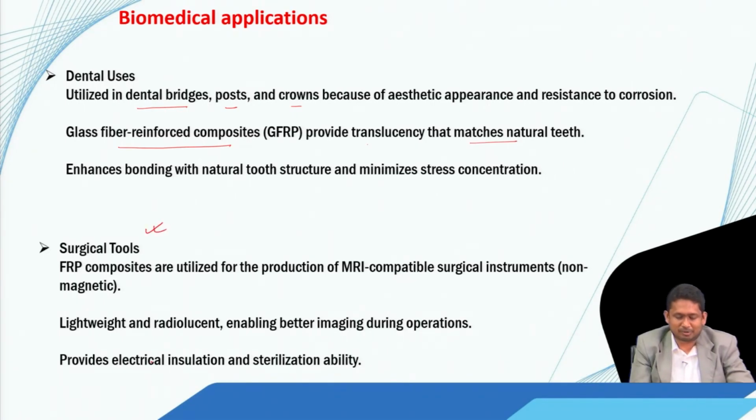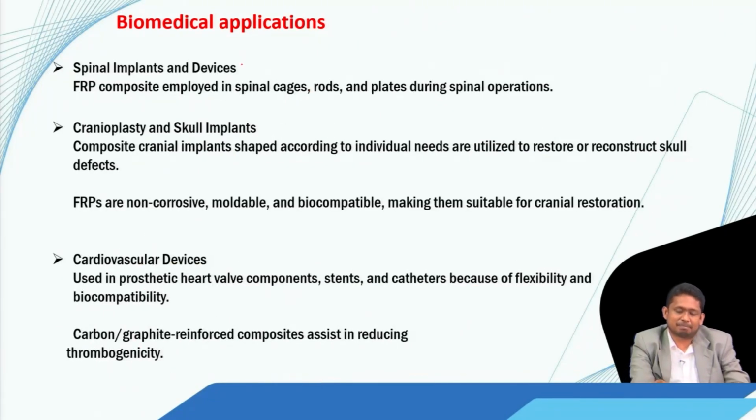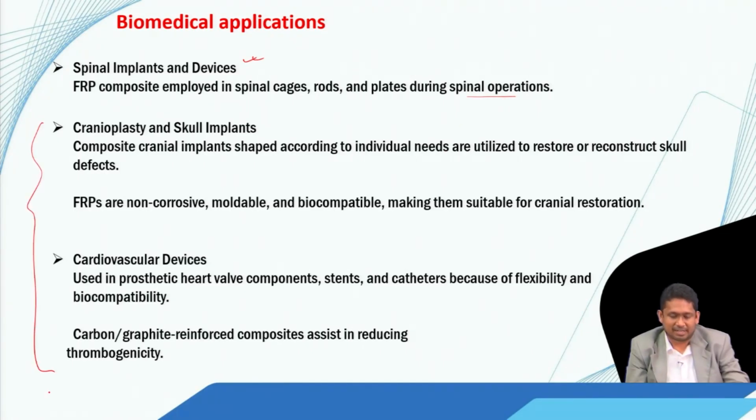Surgical tools also have use of composites. FRP composites are utilized for the production of MRI compatible surgical instruments. Again the non-magnetic nature comes into the picture here, and they are lightweight and radiolucent. So, this enables better imaging during operations and provides electrical insulation and sterilization capability. Spinal implants and devices: FRP composites are employed in spinal cages, rods and plates during spinal operations, and there are other different applications also here.